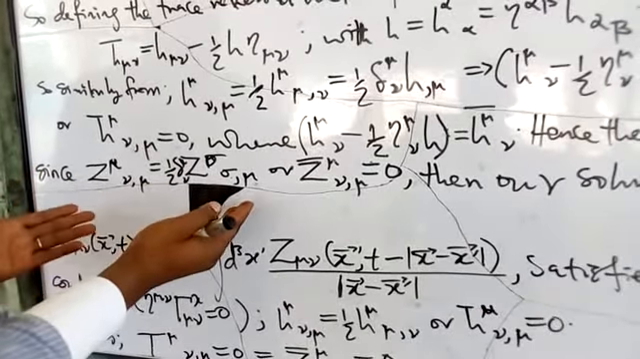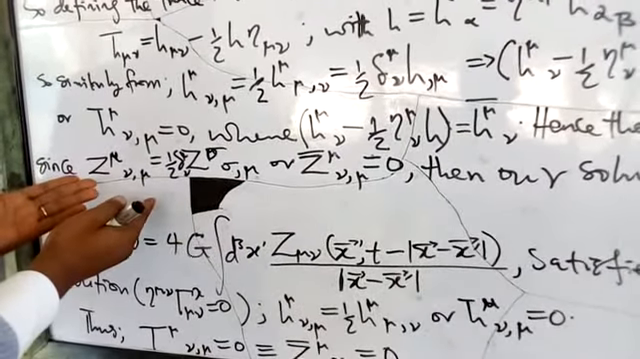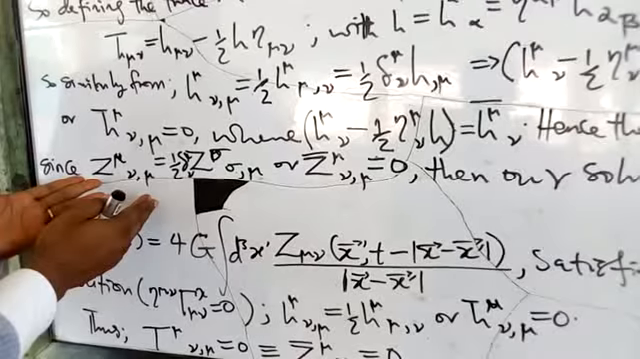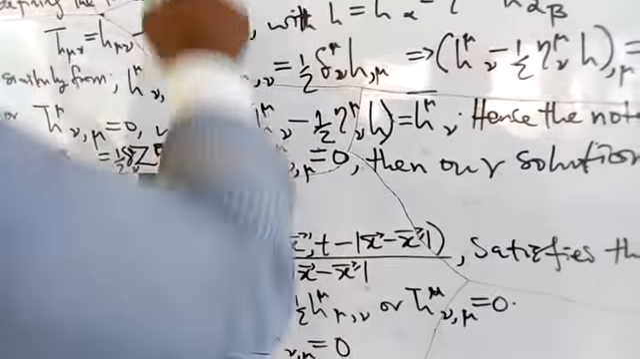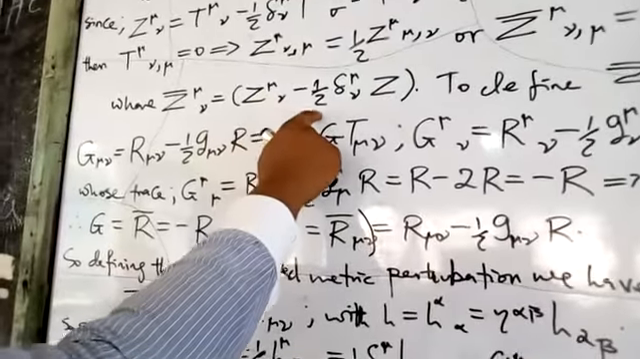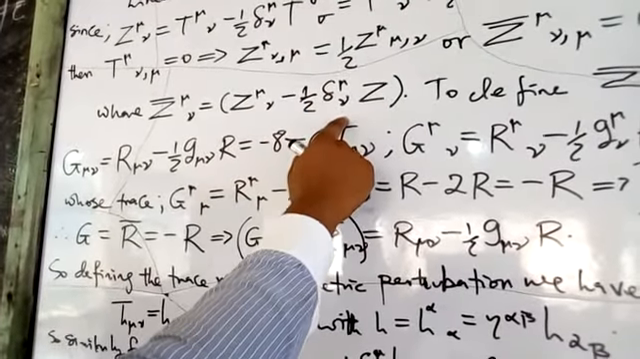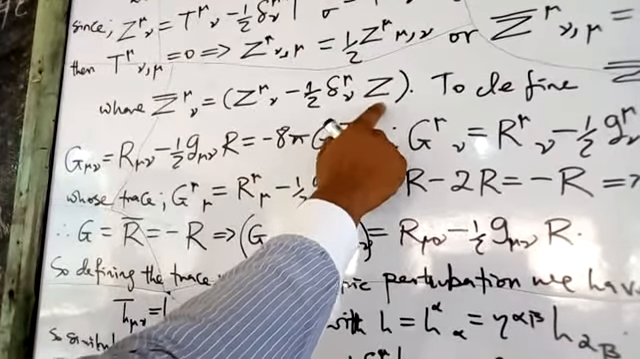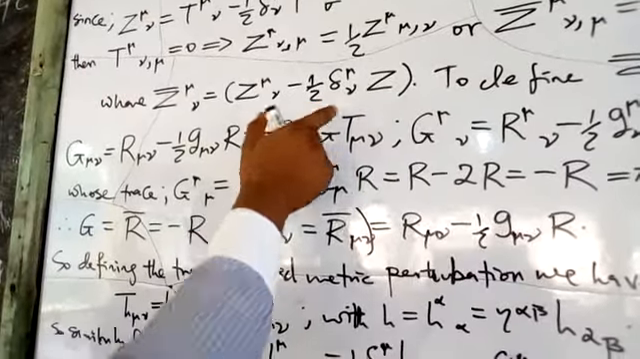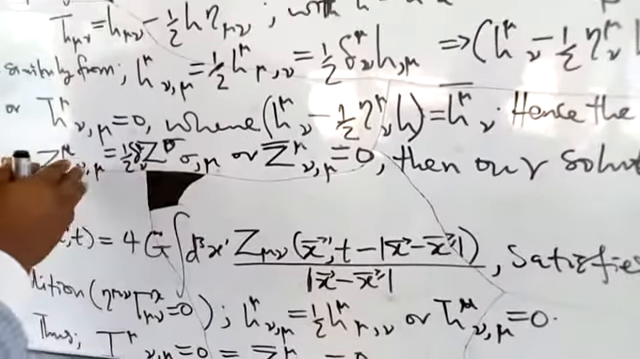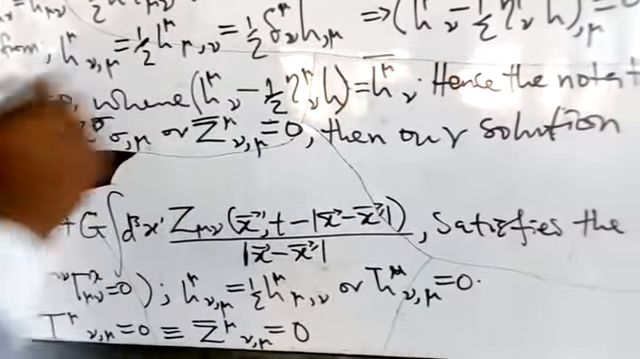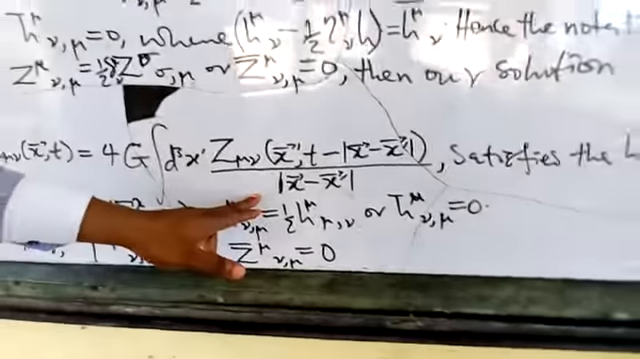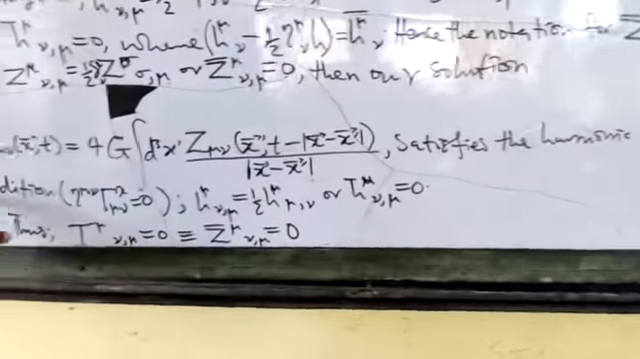But then, of course, if we were to push this to the other side of the equation, you can see that what we'll have in the end will be z^μν, which, of course, we have written here, z^μν minus half Kronecker delta δ^μν z. And that will be our definition for z bar. So again, this expression here is just the same as that. And so our solution, for instance, which was written as this, equal to that, satisfies the harmonic condition.